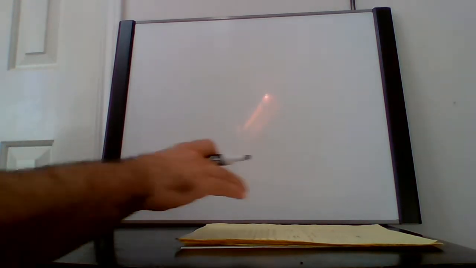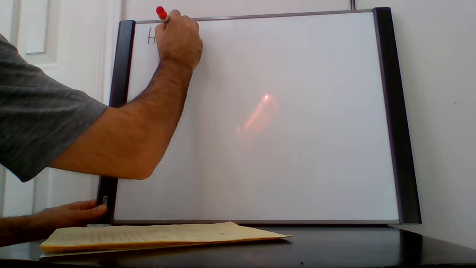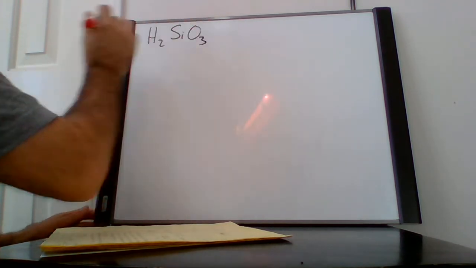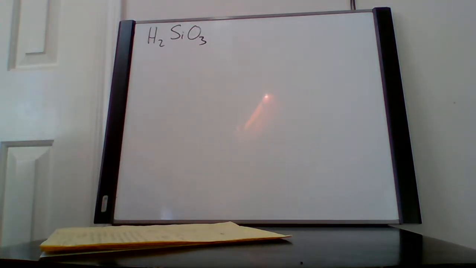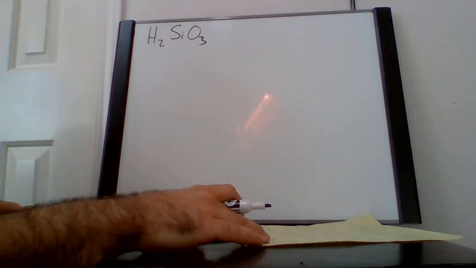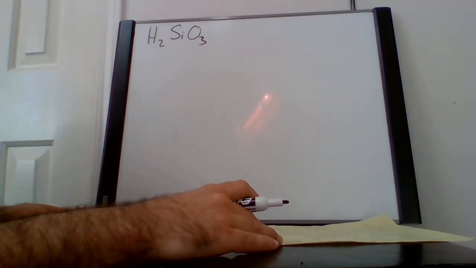So let's continue and talk about assigning oxidation numbers to our different elements. First example, H2SiO3. We want to follow along in the list that we have here.